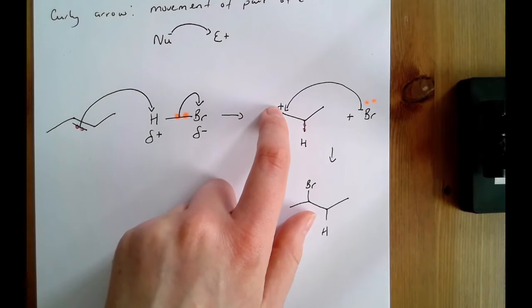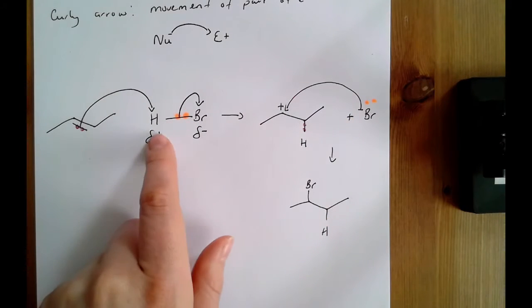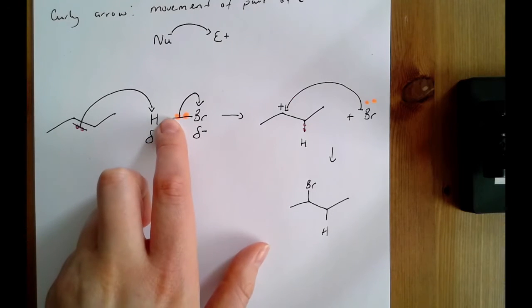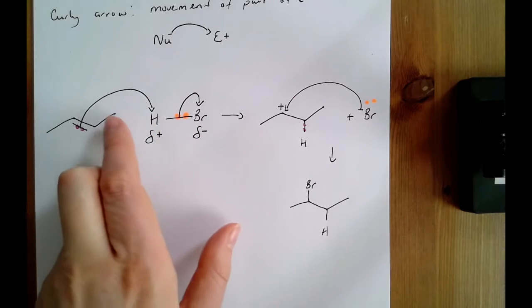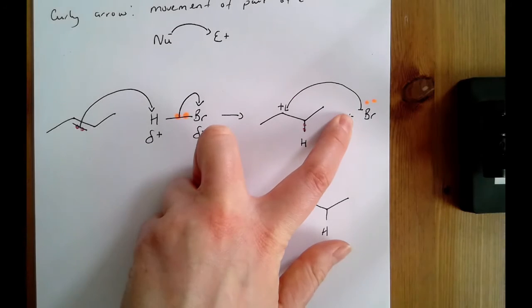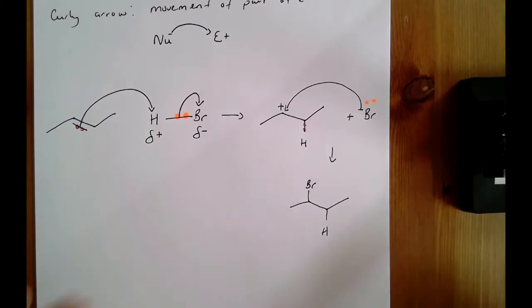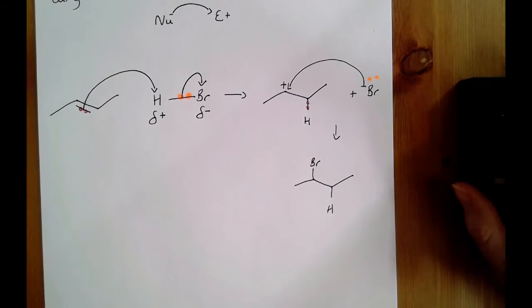And make sure you're clear on the difference between the delta positives and the actual positives and negatives. At the start, I've got delta positive, delta negative. That bond has not broken. They are not fully positive or negative. But once these bonds start to break, I end up with something fully positive and fully negative. So be very clear on the difference and know when to use delta and when not to use delta. Again, I don't need to show my hydrogen.